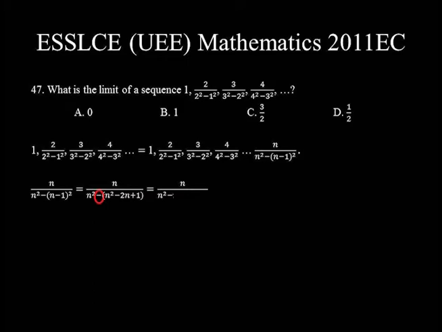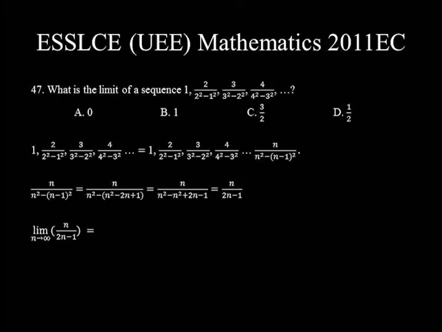That's negative 1 times n squared is minus n squared. Negative 1 times negative 2n is plus 2n. Negative 1 times positive 1 is negative 1. n squared minus n squared is 0, so we are left with n over 2n minus 1. So let's find the limit of this simplified expression.